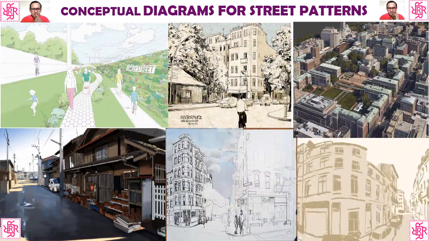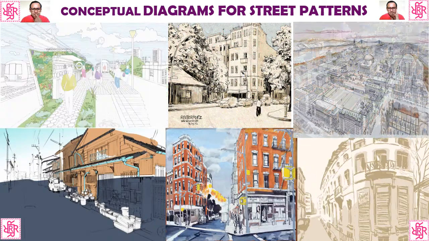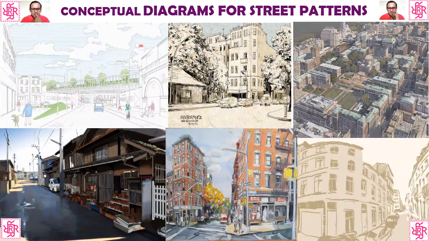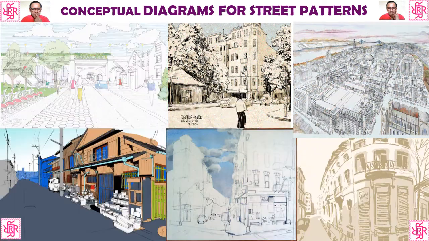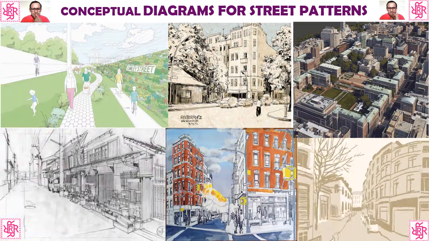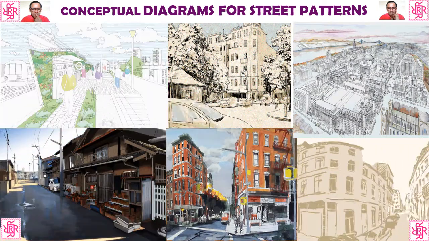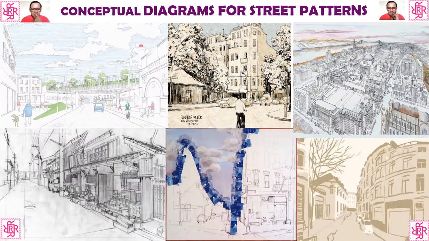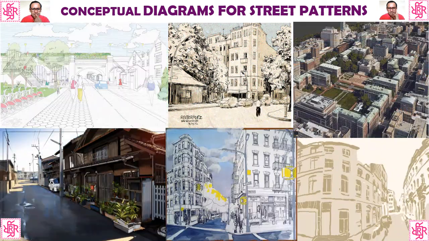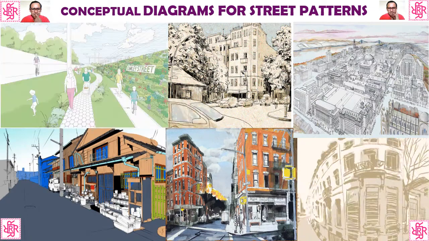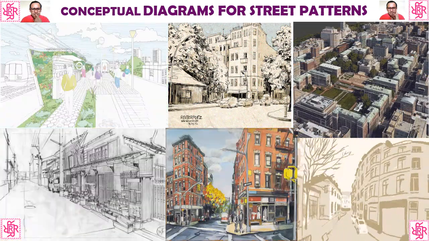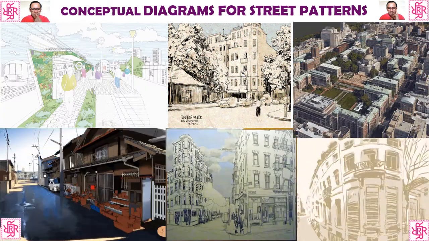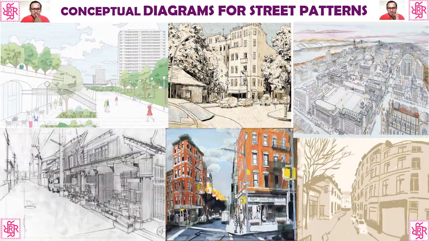See some conceptual diagrams for the street patterns. What you can see in it. If you see the upper top left figure, there is a street with vehicular movement and pedestrian movement, and there is greenery. So a street must have these elements. Similarly, the second figure in the middle at the top is about the layout of the street where pedestrian and vehicular movement also incorporate the cyclist.